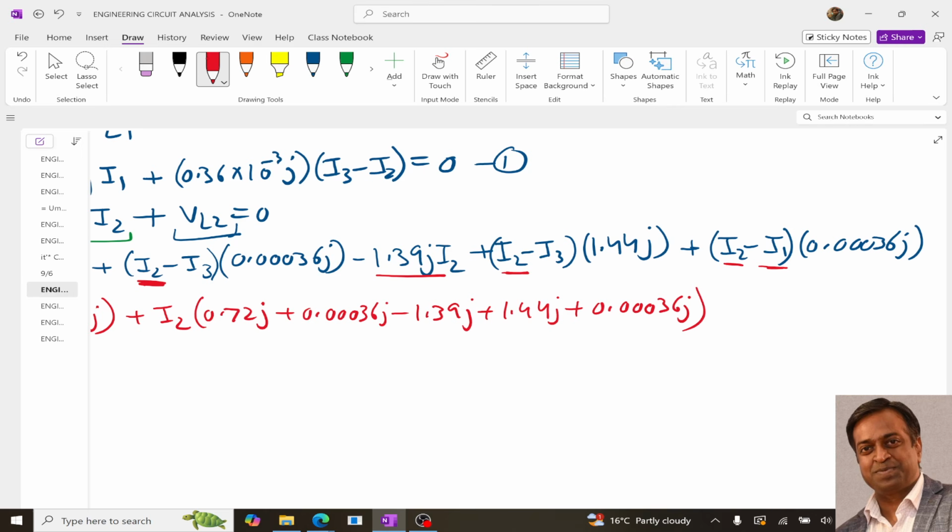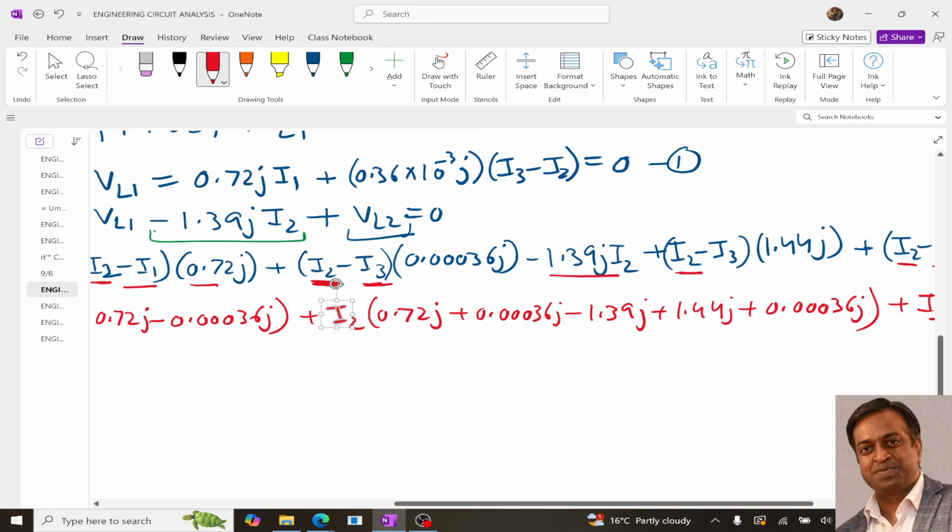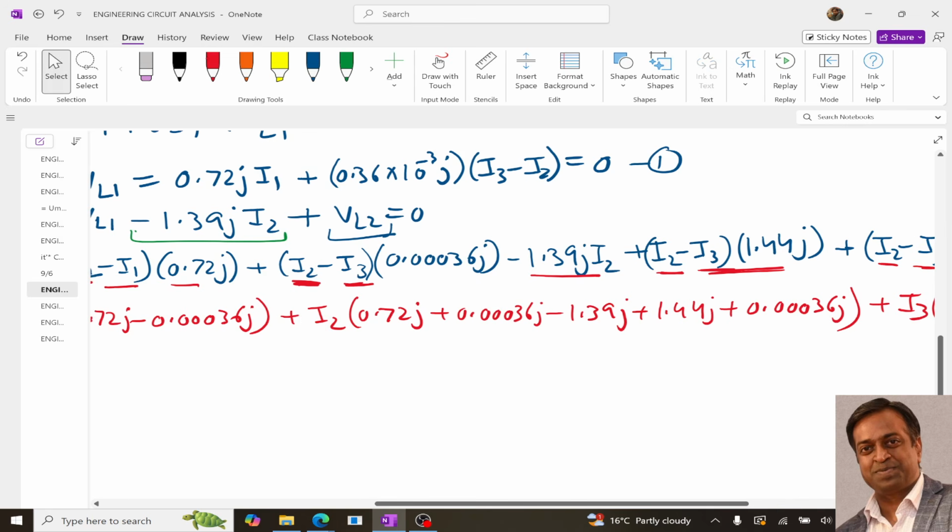Now I3. So first minus 0.00036 J, right? Then this one, it is minus 1.44 J, equals to 0, right?